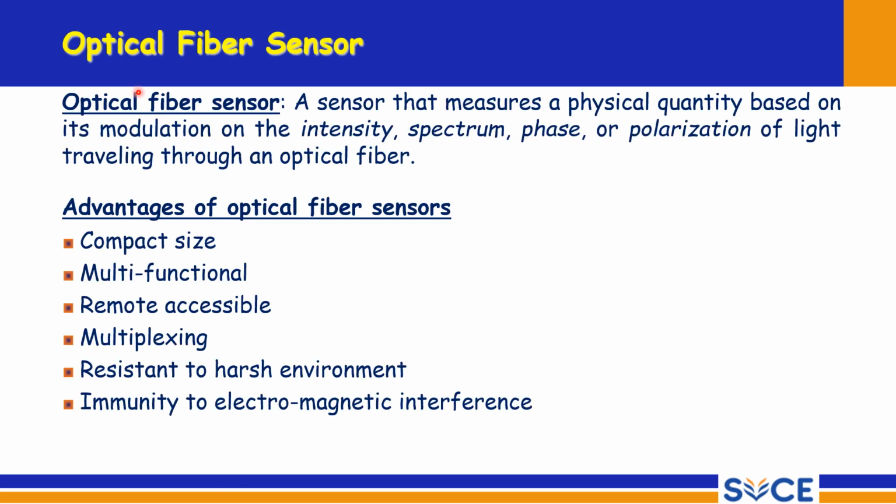Optical fiber sensor: a sensor that measures a physical quantity based on its modulation of the intensity, spectrum, phase, or polarization of light traveling through the optical fiber. The advantages of optical fiber sensors are compact size, multifunctionality, remote accessibility, multiplexing, resistance to harsh environments, and immunity to electromagnetic interference. So these are all the advantages.